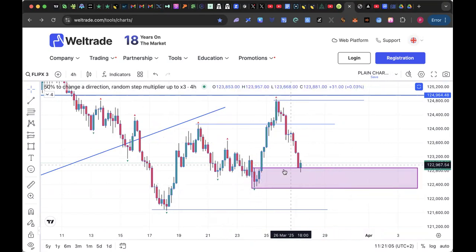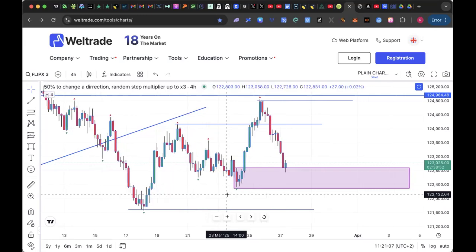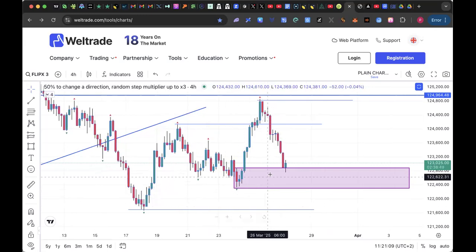So here, where I marked, there are two things. This is the last candle, the last bearish candle before the market reacted and started going up. That last bearish candle is called the order block.